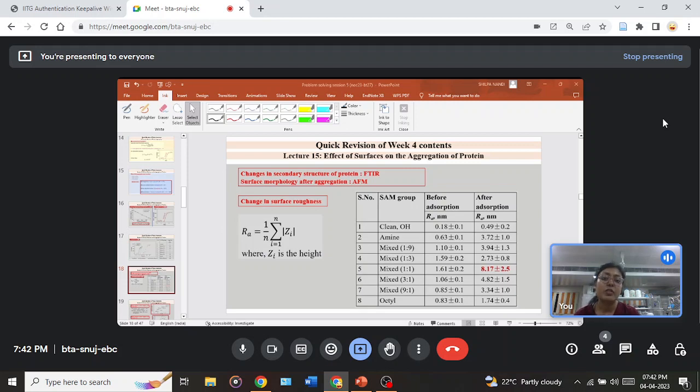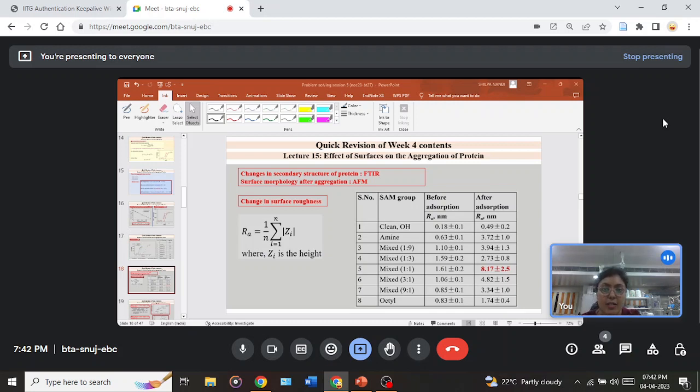In the case of FTIR, we already discussed it in the last session as well. FTIR is basically Fourier transform infrared spectroscopy. The secondary structure involving alpha helix, beta sheets, and loops and turns, you can determine from the peaks of the graph that you get from FTIR.